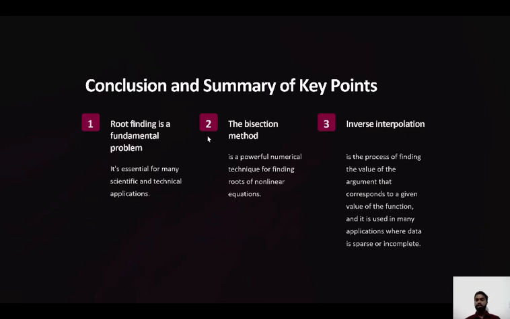Yes, we came across this method earlier, where we know the y value. We don't know the x value, which is the value of the argument. By using the value of the function which is given, we are going to find out the value of the argument which is unknown, x. And it is used in applications where data is incomplete or sparse. We don't have the complete picture, but we have parts of the picture. By using this inverse interpolation, we are going to see the bigger picture by using this maths and its application.